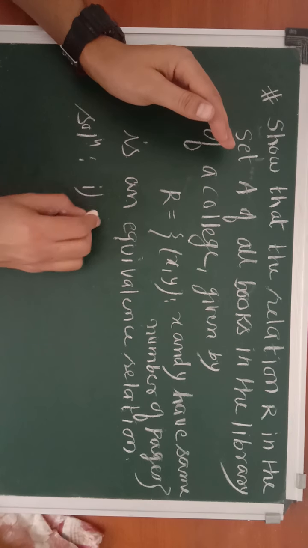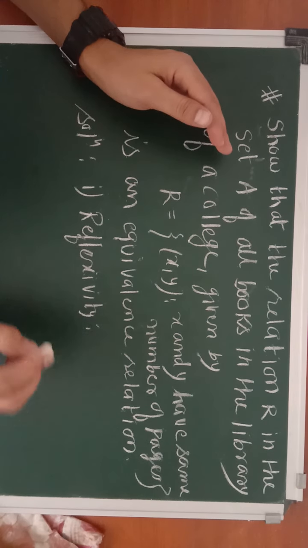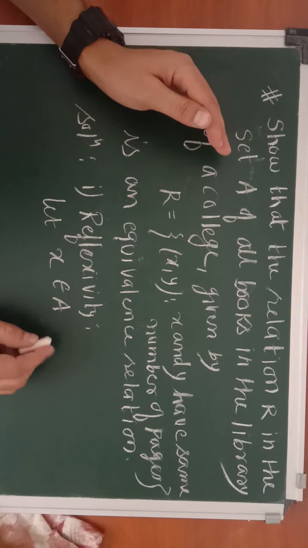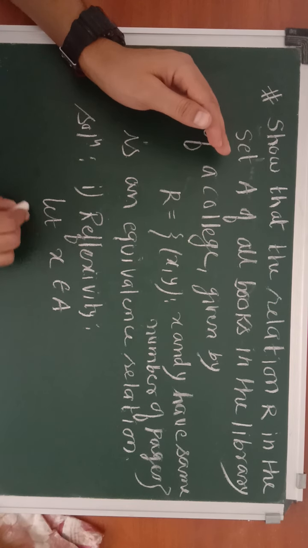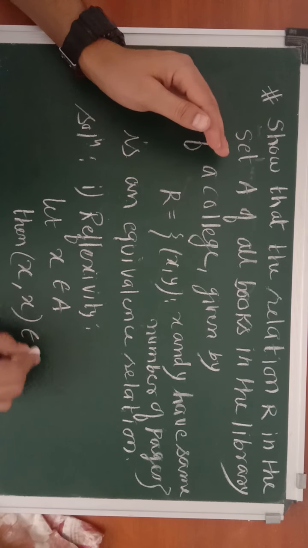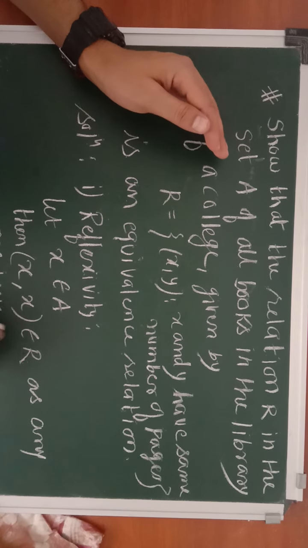You start with the first case, reflexivity. Let x belong to A. Then (x, x) belongs to capital R as any one book has equal pages with itself.